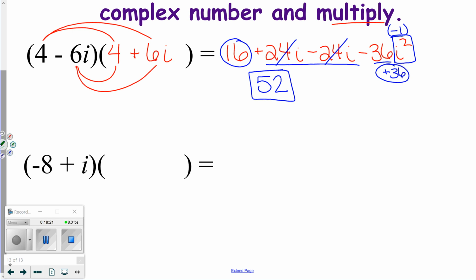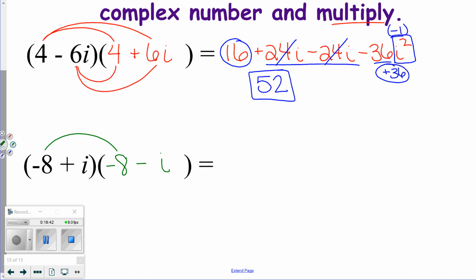Okay, so the complex conjugate of negative 8 plus i, again, only that middle sign should change. So it would be negative 8 minus i. That negative does not change in front of the 8. Okay, only the middle sign changes. All right, so there's the correct conjugate. Now we'll multiply it together.